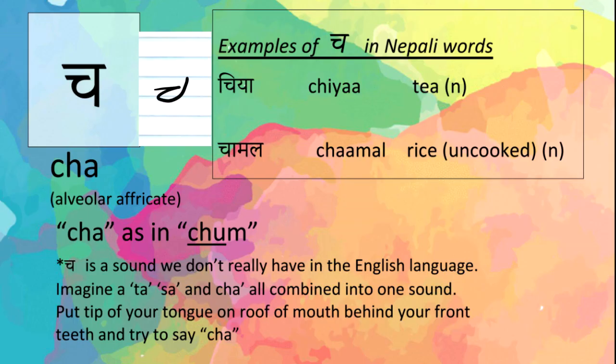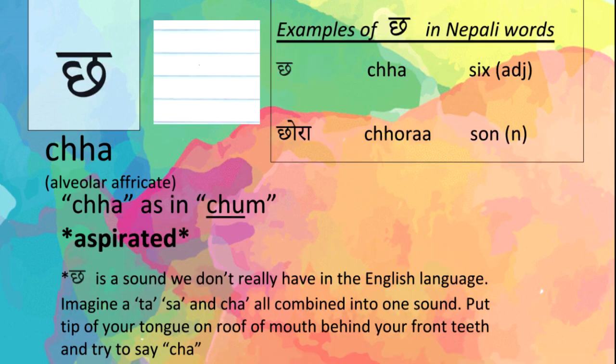So examples of tsa in Nepali words are tsiya, which means tea, which by the way is delicious. Go try some if you haven't already. And we also have here tsamal, which is uncooked rice.